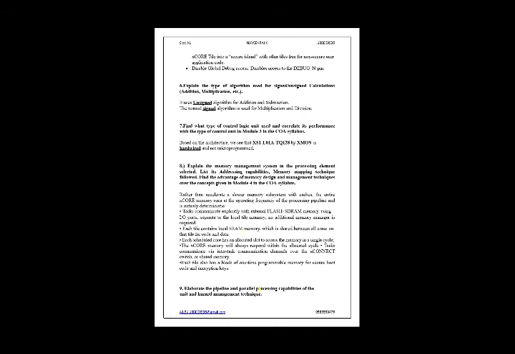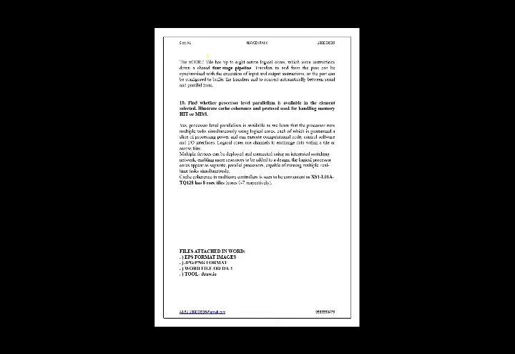In the ninth question, they're asking about the pipeline and parallel processing capabilities of the unit. It has a four-stage pipeline, as we saw in the block diagram itself. We saw that the cores communicate with the four-stage pipelines. Transfers to and from the pipelines are synchronized with the execution of the input and output instructions, or the port can be configured to buffer the transfers and convert automatically between serial and parallel form. So synchronizers and ports are used in this four-stage pipeline. That's nothing complicated.